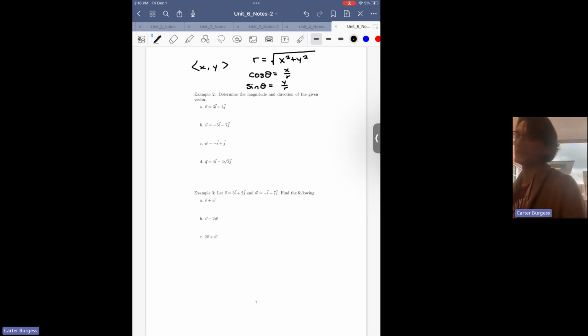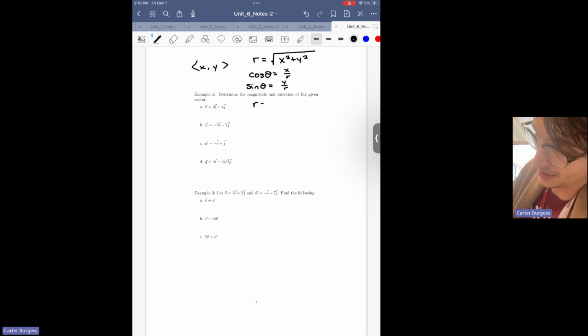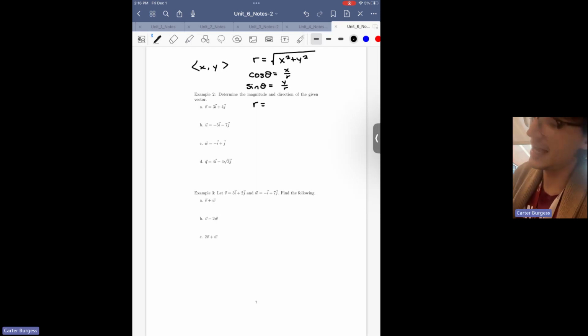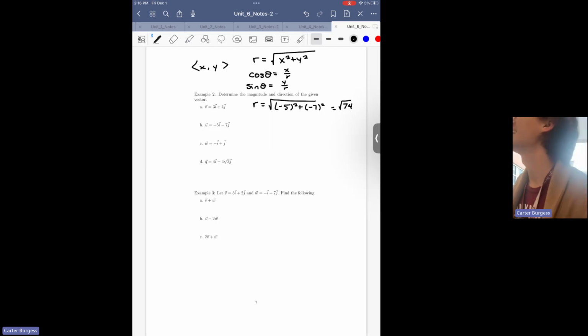So let's take a look here at B. We're trying to find R and theta. Let's start with R. What is my R going to look like here? This is going to be the square root of negative 5 squared plus negative 7 squared, which is absolutely correct, the square root of 74. Can't really do much with that. It's like 37 times 2, both of which are prime. Not going to make a whole lot of traction there. We're just going to leave that as is.